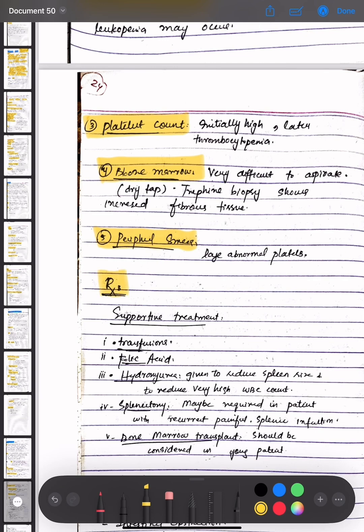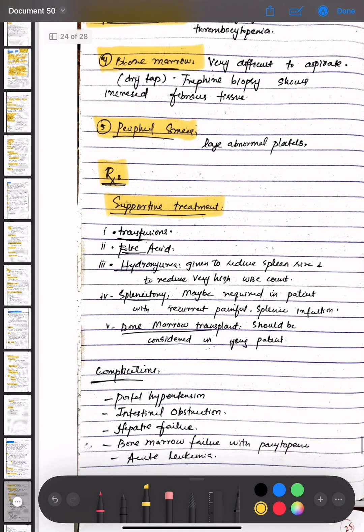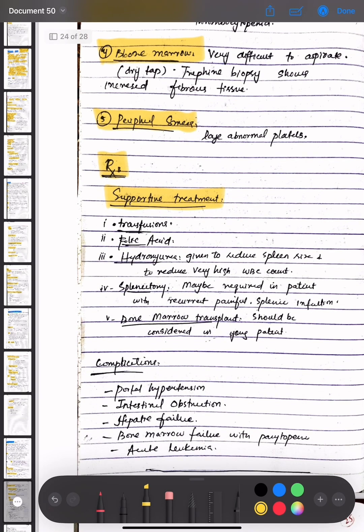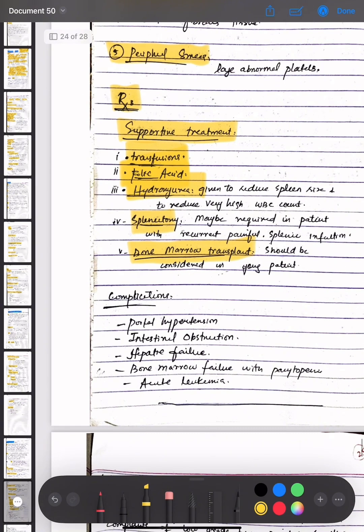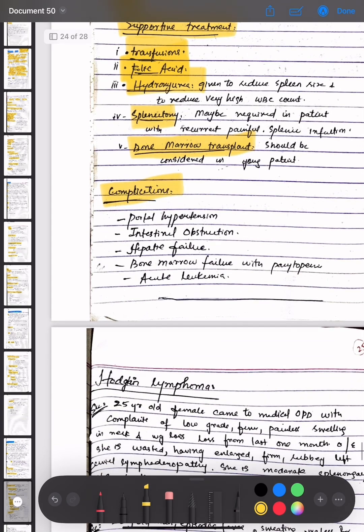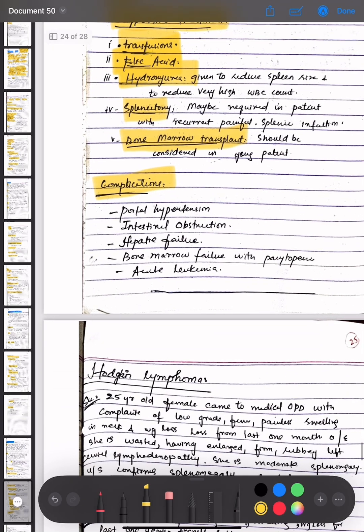The treatment options are supportive treatment, which are transfusions, folic acid, and hydroxyurea given to reduce spleen size and to reduce very high WBC count. Splenectomy may be required in patients with recurrent painful splenic infections, and bone marrow transplant should be considered in young patients. The complications are portal hypertension, intestinal obstruction, hepatic failure, bone marrow failure with pancytopenia, and acute leukemia.